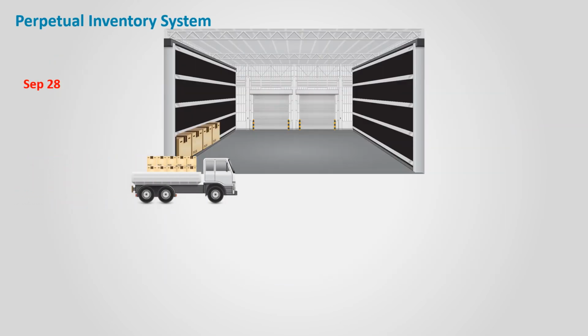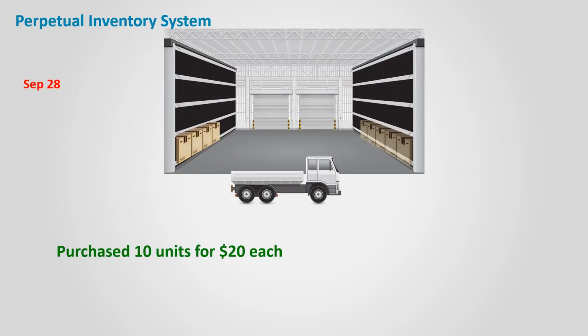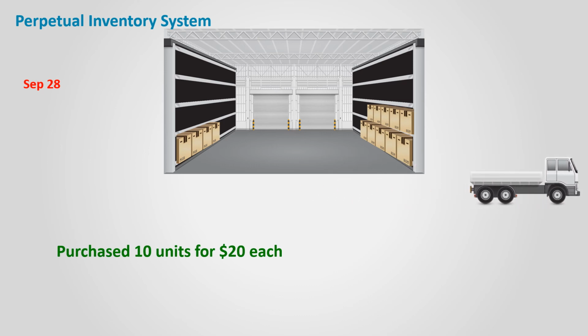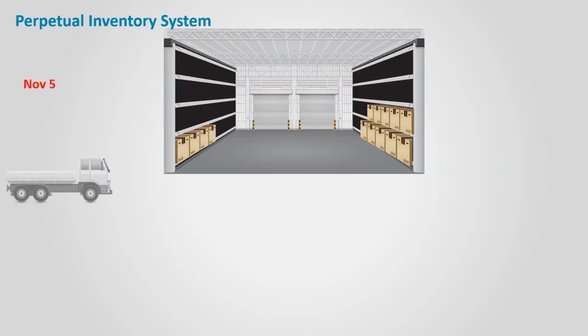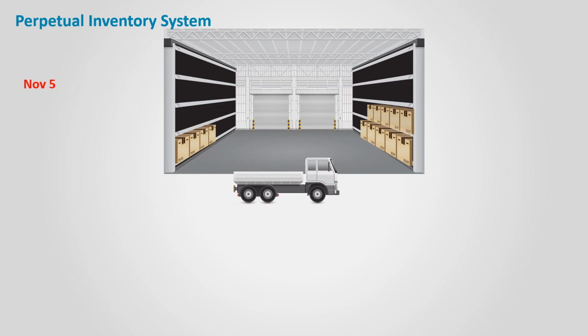On September 28, the business purchased another 10 units for $20 each. This is recorded under the purchase section like this. Then, under the balance section, we are going to update the balance. Since the new purchase is at a different price, we are to form two layers. The first is 4 units at $10 each, and the second is 10 units at $20 each, with a total value of $240. On November 5th, the business sold 7 units.